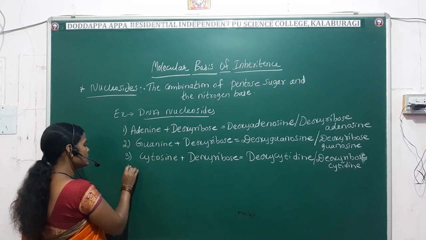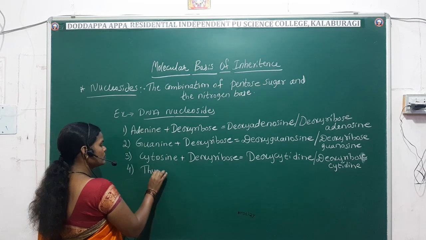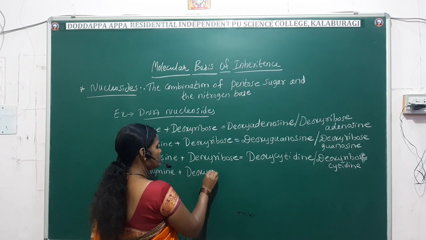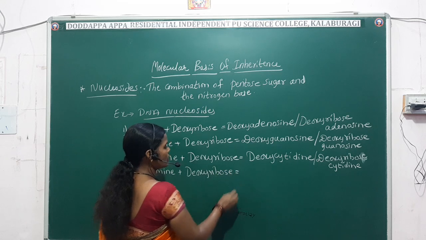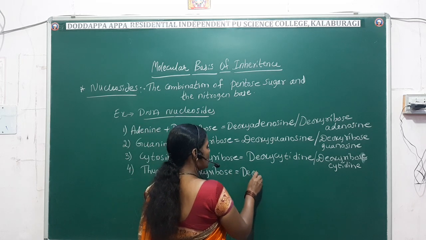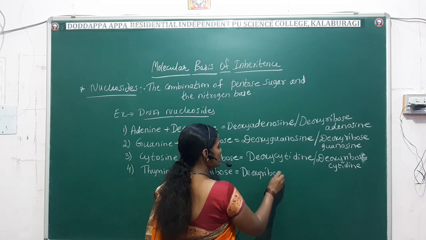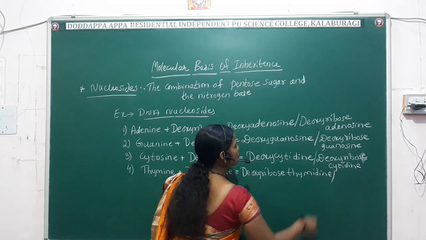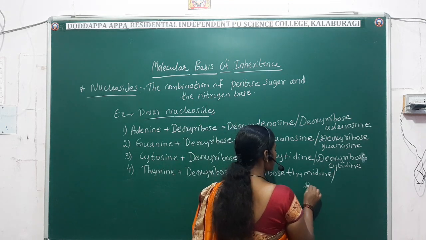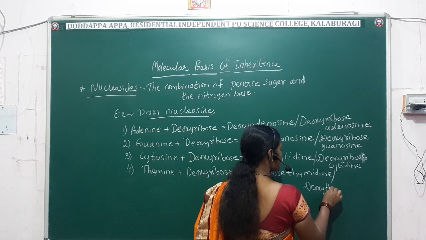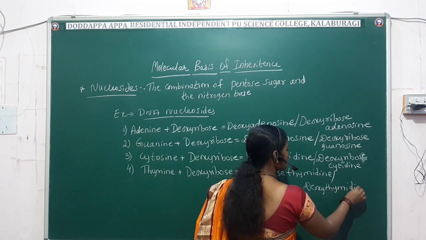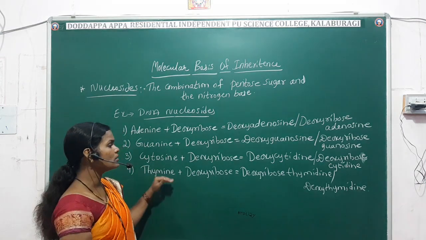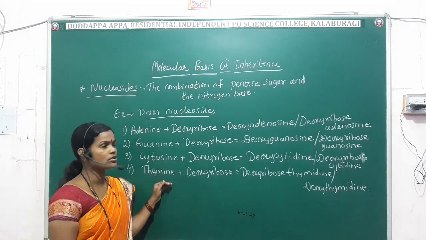The last one is thymine plus deoxyribose, which is deoxyribose thymidine, or it is also called deoxythymidine. So these are the examples of the nucleosides.